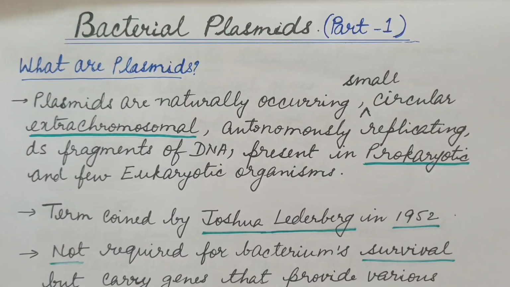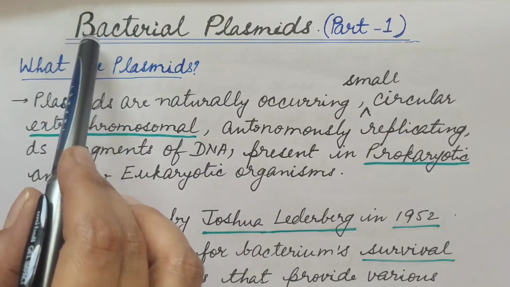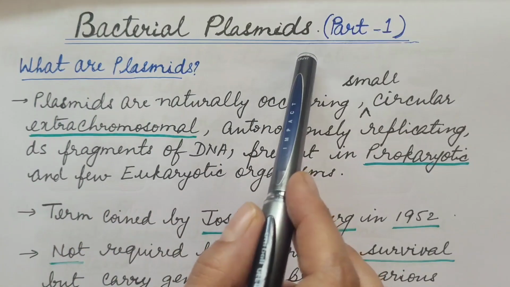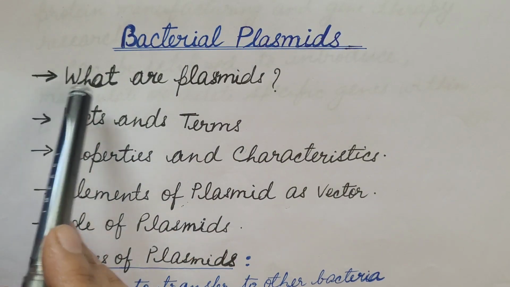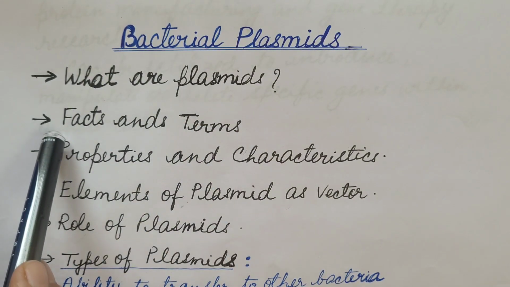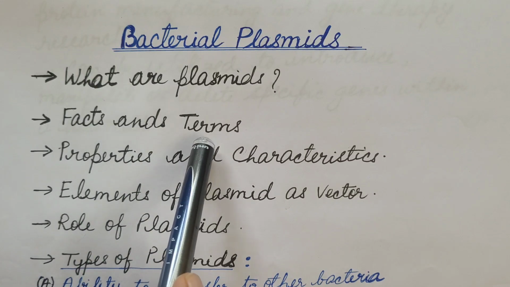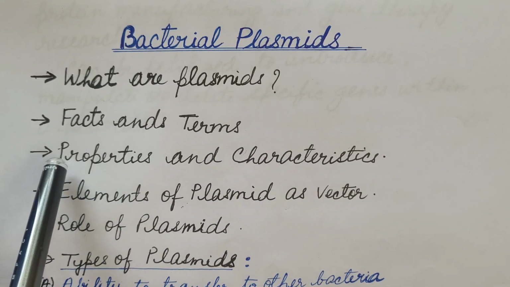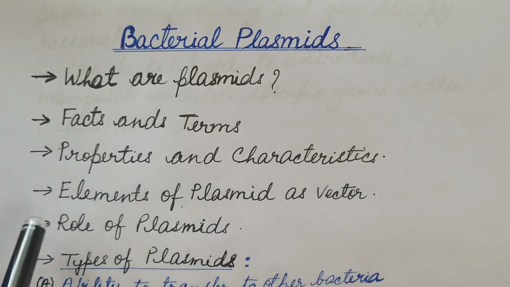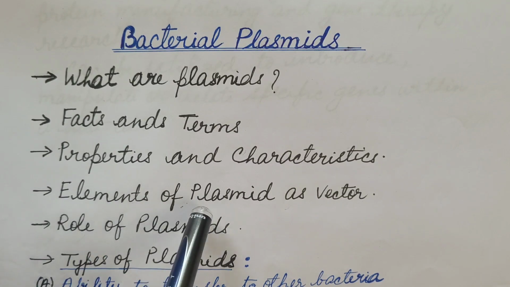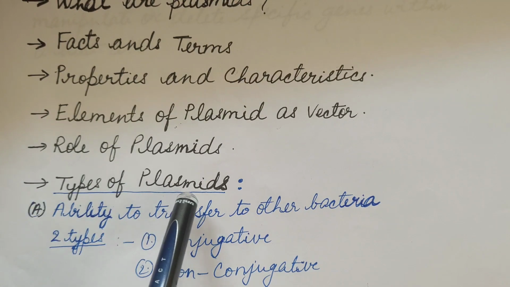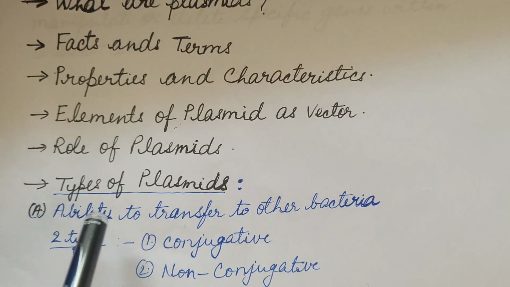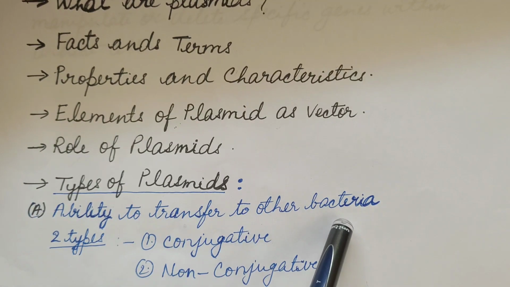Hello friends, in this video we are going to discuss bacterial plasmids. Under bacterial plasmids we will discuss what plasmids are, then facts and terms related to plasmids, then properties and characteristics of plasmids, elements of plasmid as vector, role of plasmids, then types of plasmid on the basis of ability to transfer to other bacteria.